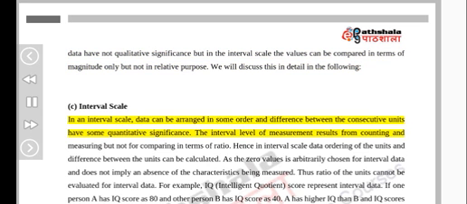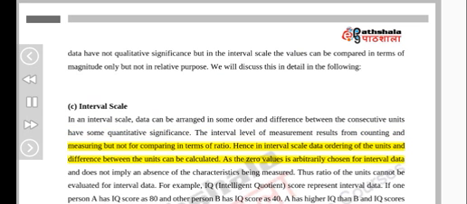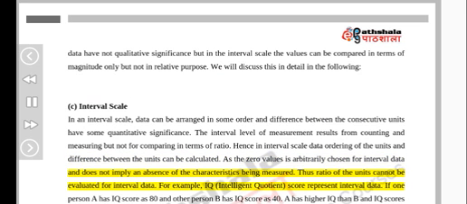See interval scale. In an interval scale, data can be arranged in some order and the difference between the consecutive units has some quantitative significance. The interval level of measurement results from counting and measuring but not from comparing in terms of ratio. Hence in interval scale data, ordering of the units and difference between the units can be calculated. As the zero value is arbitrarily chosen for interval data and does not imply an absence of the characteristic being measured, the ratio of the units cannot be evaluated for interval data.